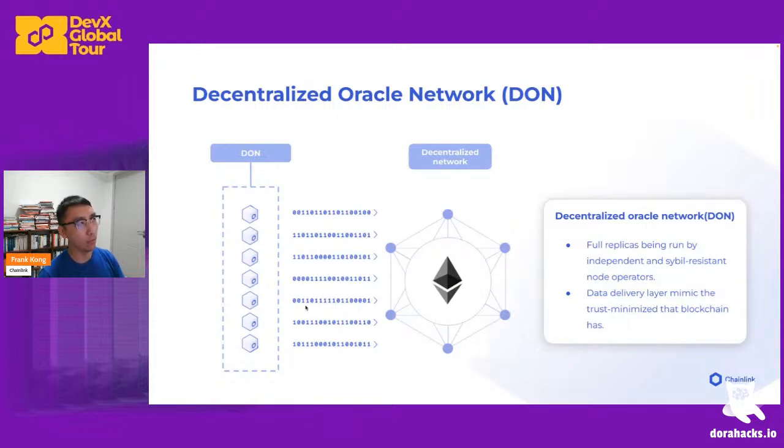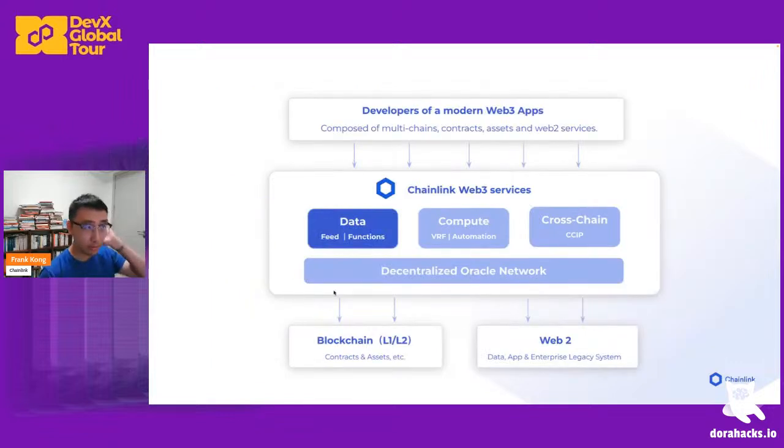And in this way, we kind of mimic the trust-minimized feature of the decentralized network in our Oracle layer, or we can call it the data delivery layer. So in this scenario, if someone wants to control the data provided by the Oracle, it is very hard for them to control every node under this network. So this is secure and safe for the developers on the decentralized network to fetch some data in the off-chain world. Okay, so Chainlink is actually a decentralized Oracle network.